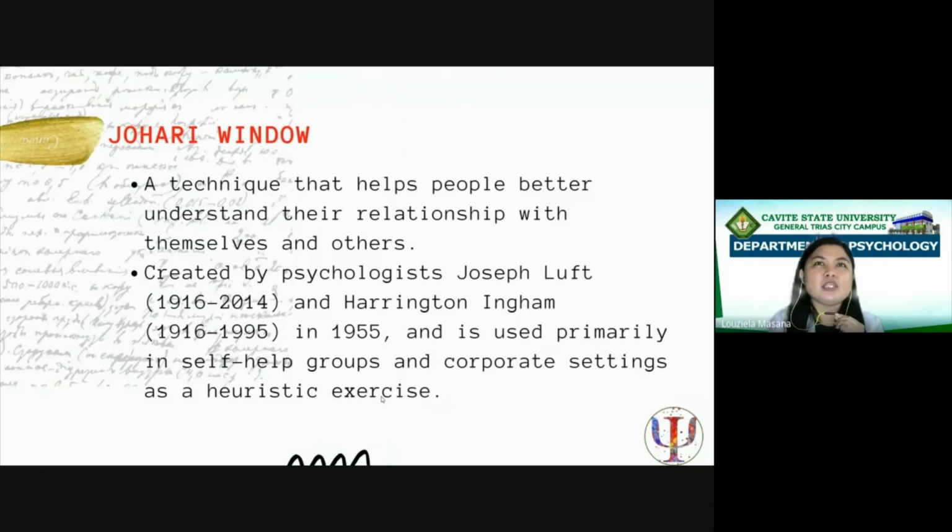Actually, the Johari window is a technique for you to be aware of who you are. And it also helps people to understand the relationship of him, her, or herself to others. It was created by Joseph Loft and Harrington Ingham. Kaya Johari, kinuha dun sa pangalan nila. Si Joseph, so si Jo, saka si Harrington, Hari. So Joseph Loft, Harrington Ingham equals Johari window.